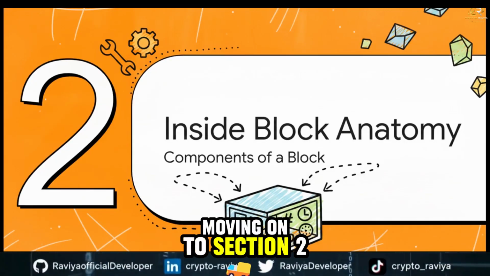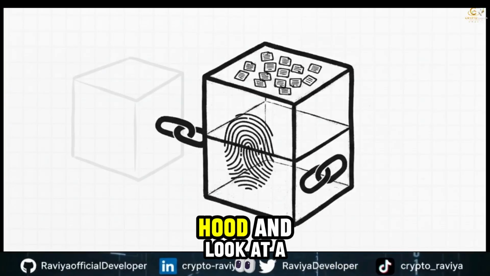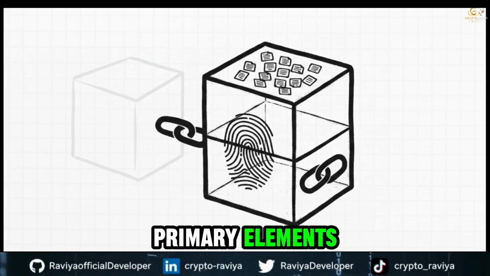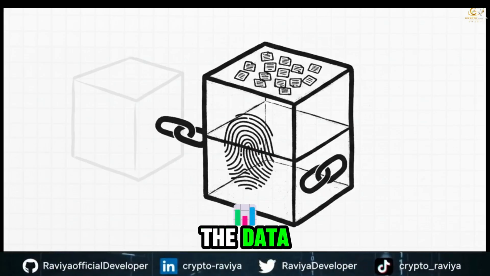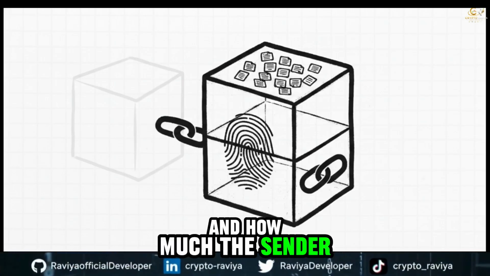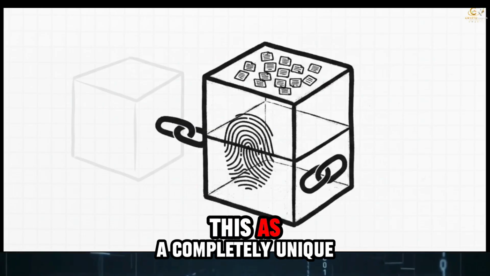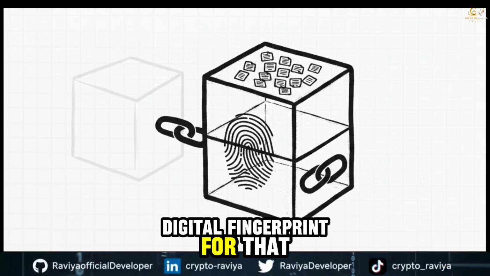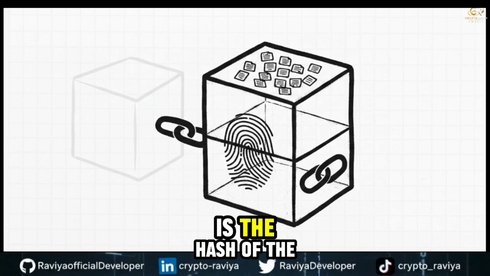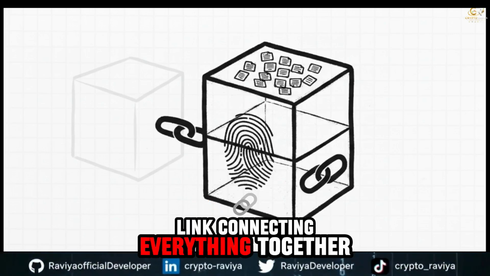Moving on to Section 2, Inside the Block Anatomy. Let's actually pop the hood and look at a single block. Every block in a blockchain is built from three primary elements. First up, you have the data. For financial blockchains like Bitcoin, this is the who, what, and how much: the sender, receiver, and transaction amount. Second is the hash. You can think of this as a completely unique digital fingerprint for that specific block. And third, and this is absolutely crucial, is the hash of the previous block. This right here is the magic chain link connecting everything together.